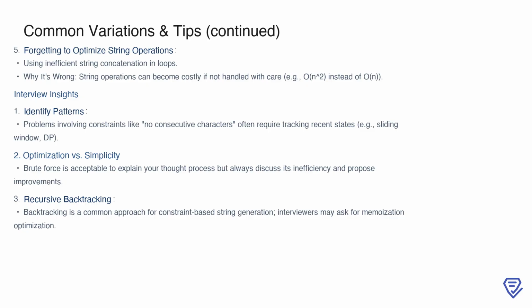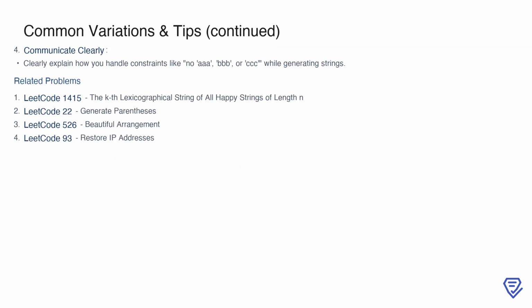Recursive backtracking is a common technique for generating constraint-based strings, and interviewers may expect you to optimize it using memoization. These strategies will showcase your problem-solving depth. Effective communication is key when explaining your solution. For example, you need to clearly articulate how you handle constraints like avoiding consecutive sequences of AAA, BBB, or CCC while generating the string. Moving on, let's look at related problems that share similar patterns.